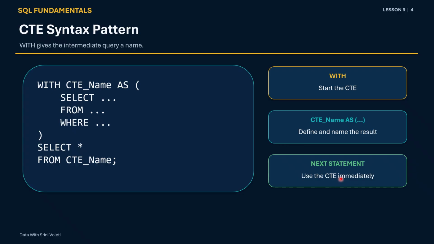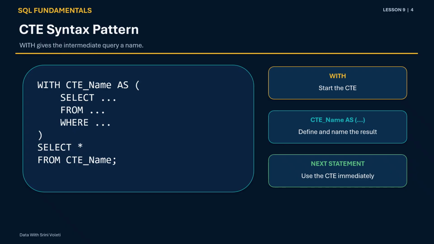There is also a SQL Server habit. You will often see WITH written as semicolon WITH. Why? WITH can appear in other SQL syntax. If the previous statement in the batch was not terminated properly, SQL Server can become confused. The formal solution is to terminate SQL statements correctly with semicolons. Many SQL Server developers also write semicolon WITH defensively so the previous statement is clearly terminated.